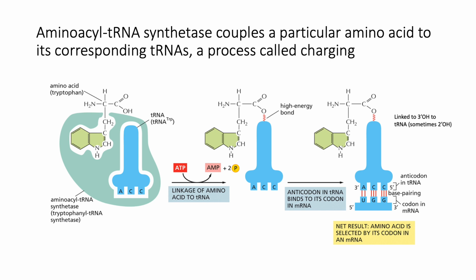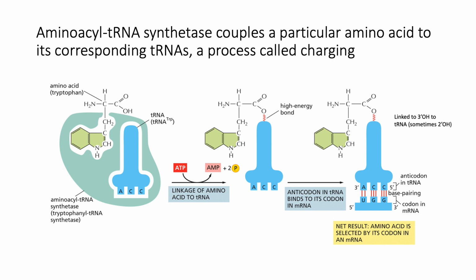So the aminoacyl tRNA synthetases, they're enzymes. There's 20 different of these, one for each amino acid. So the aminoacyl tRNA synthetase couples the correct amino acid to its corresponding transfer RNA, and that process is called charging, so charging the amino acid. So how does that work?